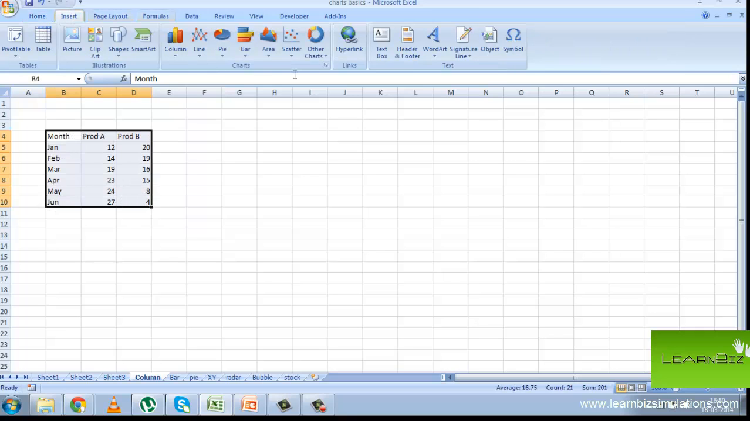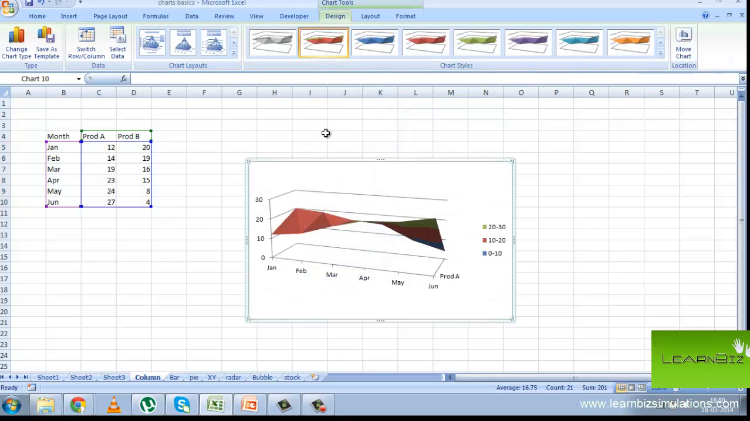Next is a surface chart. A surface chart displays two or more data series on a surface. Surface charts are listed in the other charts category. These charts can be quite interesting.